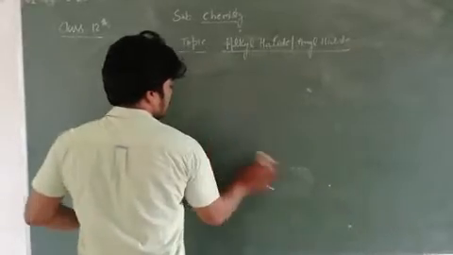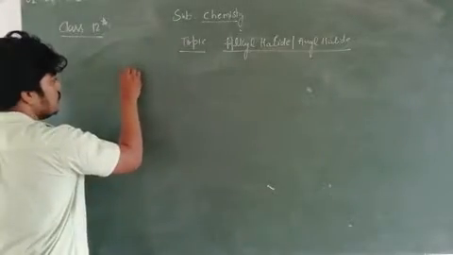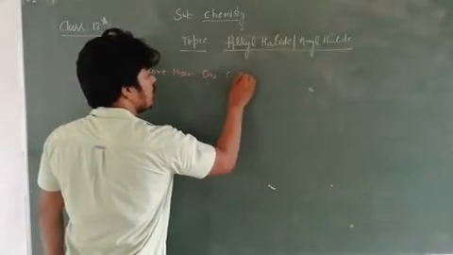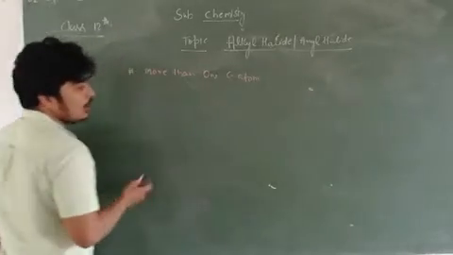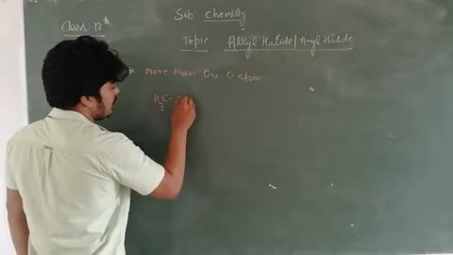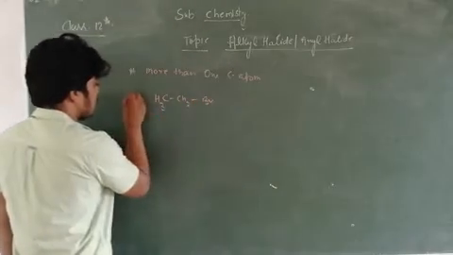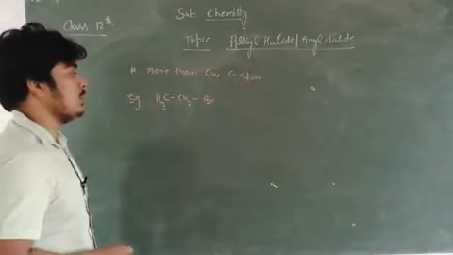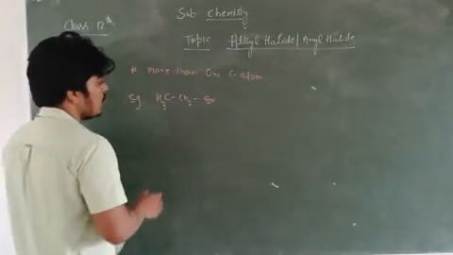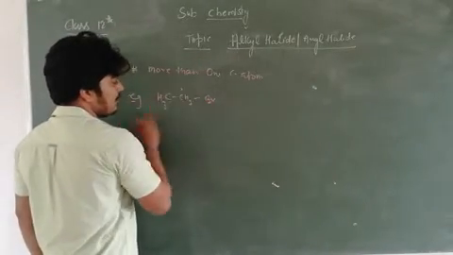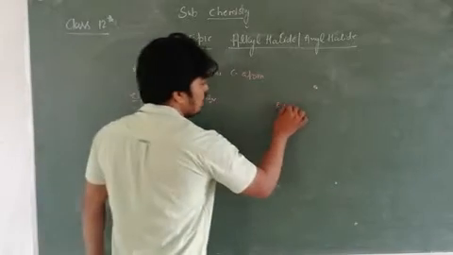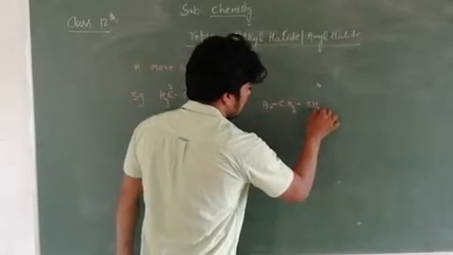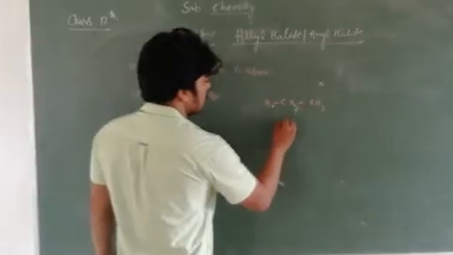If there is more than one carbon atom, suppose this is the example, then how many types of structures can you make by this molecular formula? Suppose bromine is added here on this first carbon, and this one second, or bromine is added here, CH2Br, CH3. This is compound A, this is compound B.